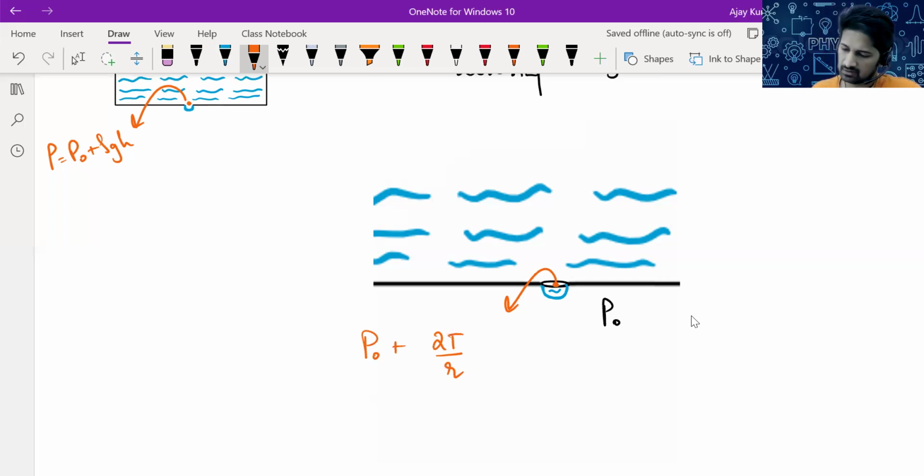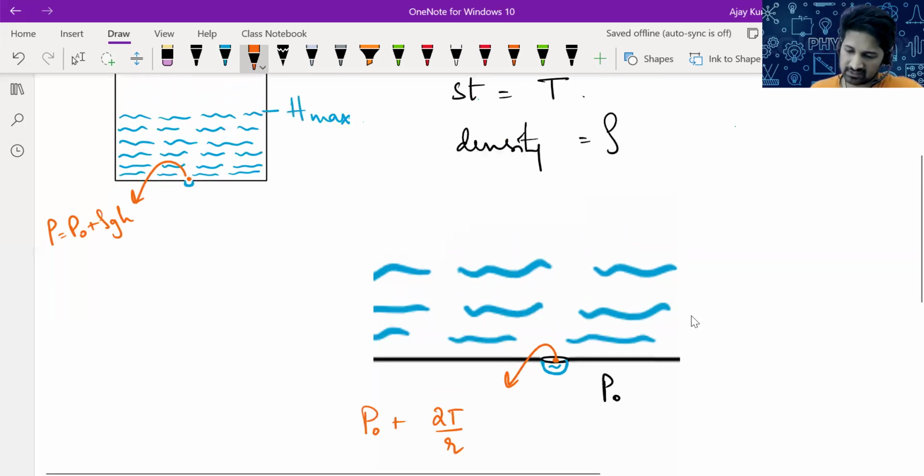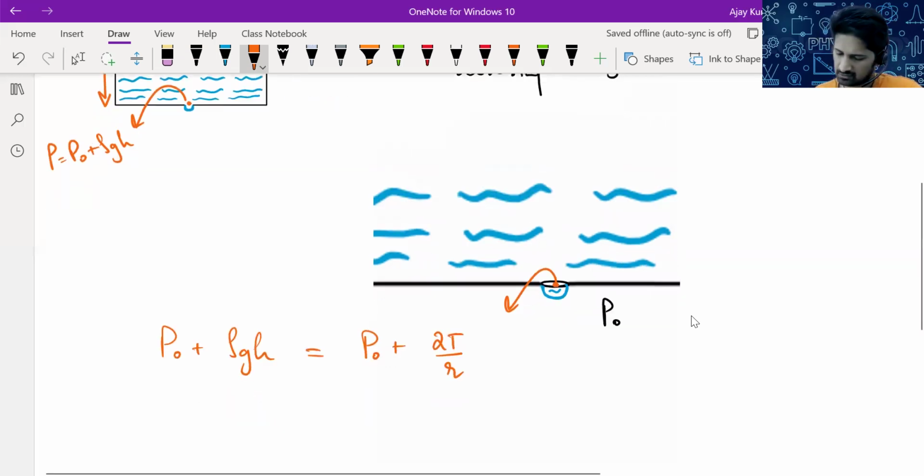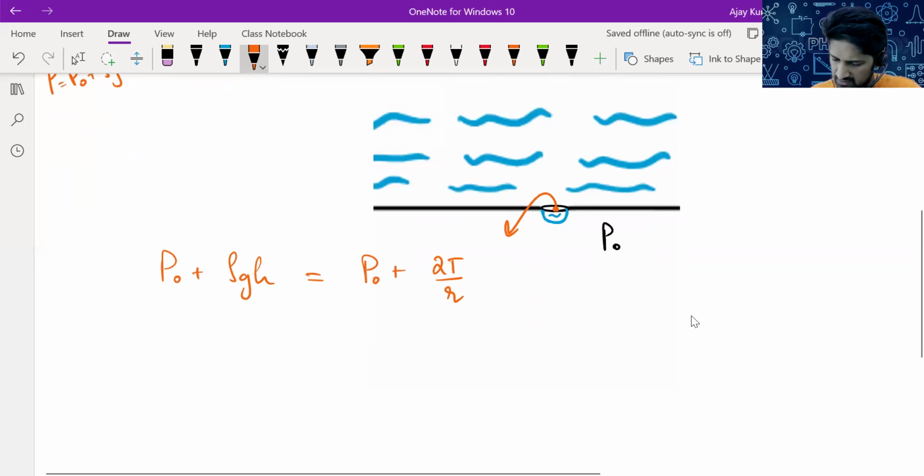Now that extra pressure that is there inside will get built up. That pressure buildup will happen due to this liquid above the hole. So P naught plus rho g h should be equal to P naught plus 2T by R. That's all. So h is equal to 2T by rho R g.